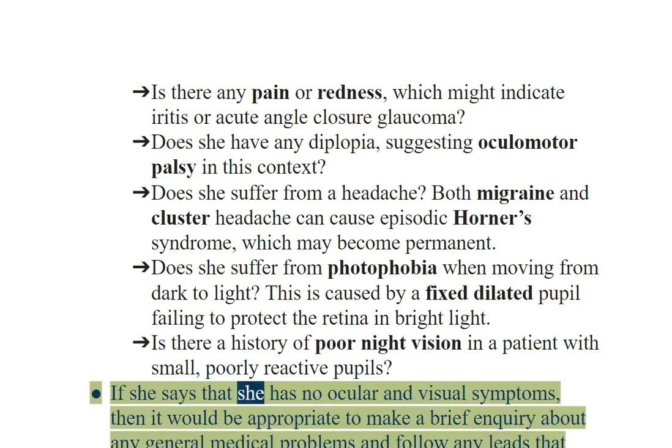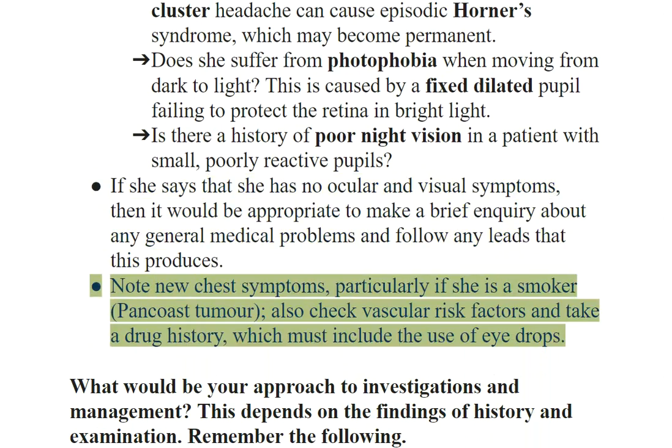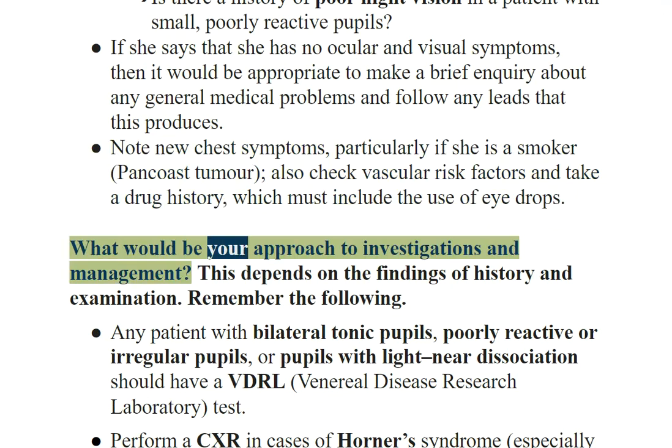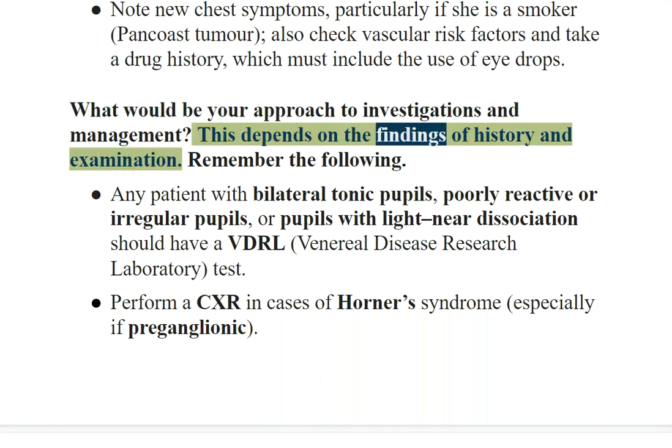If she says that she has no ocular and visual symptoms, then it would be appropriate to make a brief inquiry about any general medical problems and follow any leads that this produces. Note new chest symptoms, particularly if she is a smoker: Pancoast tumor. Also check vascular risk factors and take a drug history, which must include the use of eye drops. What would be your approach to investigations and management? This depends on the findings of history and examination.